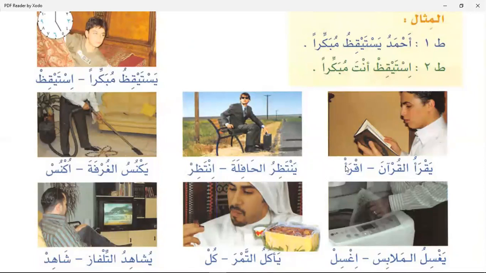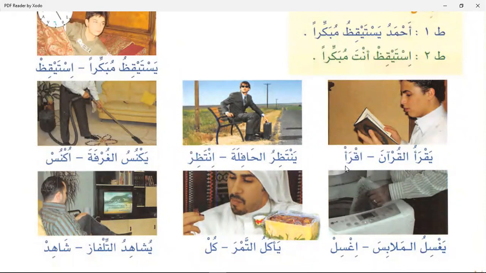Intazir, intazir hafilata. Intazir antal hafilata. Okay. Ahmad yaqnasul gurfata. Uknus antal gurfata. Ahmad yaksilul malabis. Iksil antal malabis.